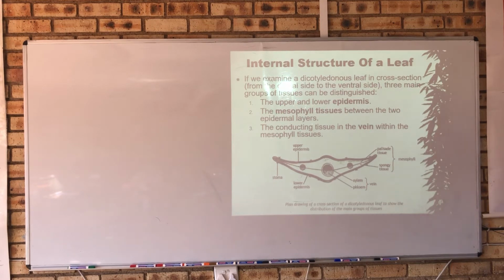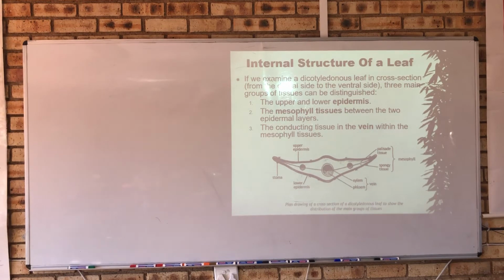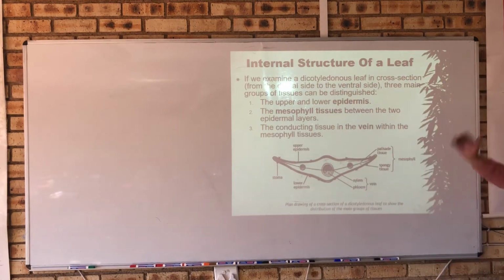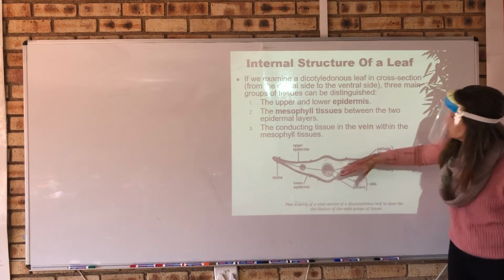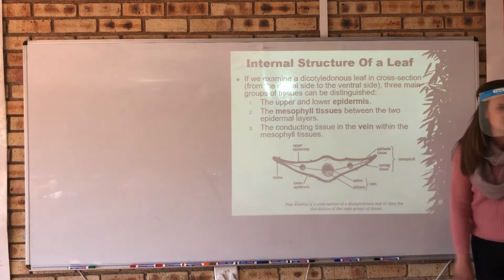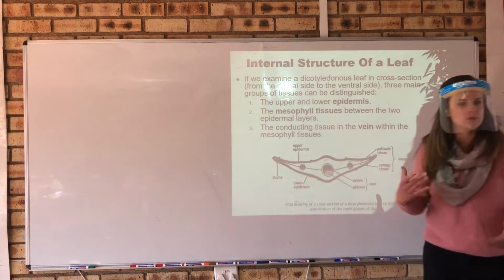Because I just want to make sure that you understand this from a vision perspective. Okay? Right, so if we examine a dicotyledonous leaf in cross section from the dorsal side to the ventral side, there are three main groups of tissues that can be distinguished. We have the upper and lower epidermis, the outer covering of the leaf called the epidermal layer.